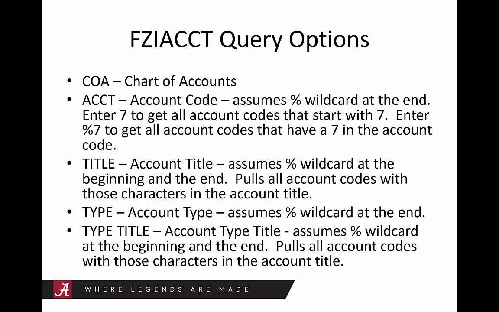Title, which is account title, assumes % wildcard at the beginning and the end. This pulls all account codes with those characters in the account title. Account type assumes % wildcard at the end, and type title is your account type title, and it assumes % wildcard at the beginning and the end. It pulls all account codes with those characters in the account title.